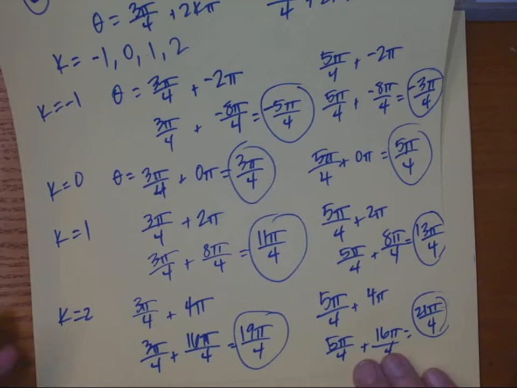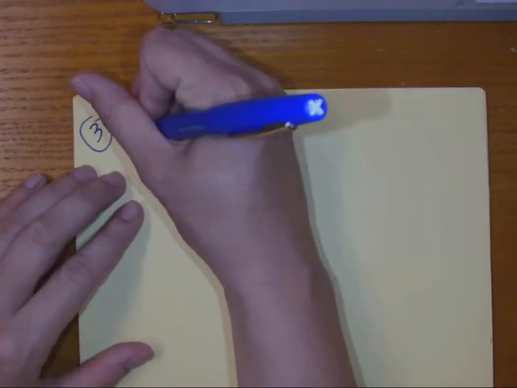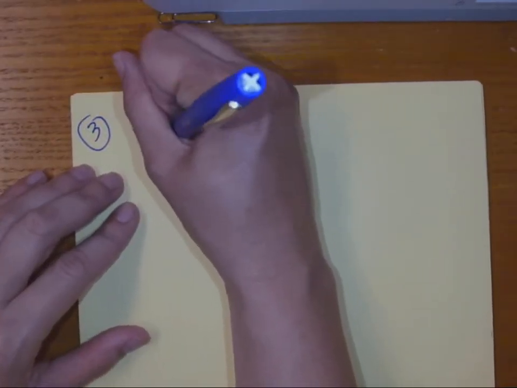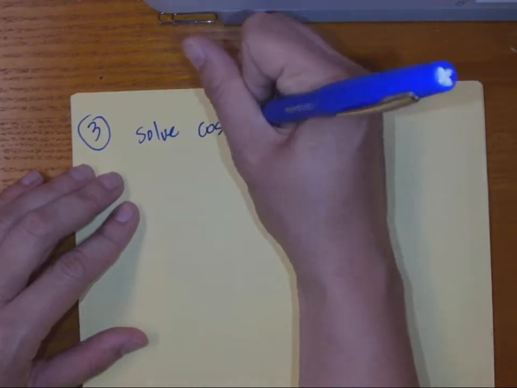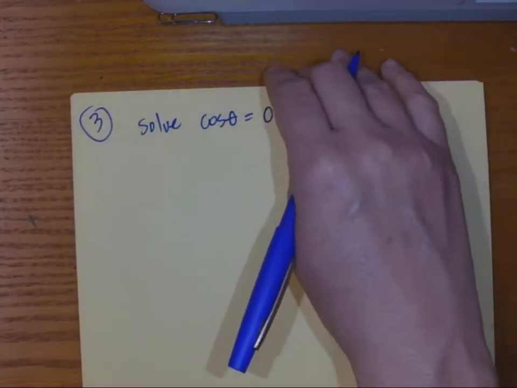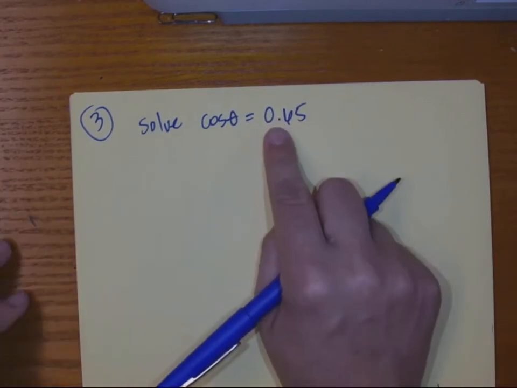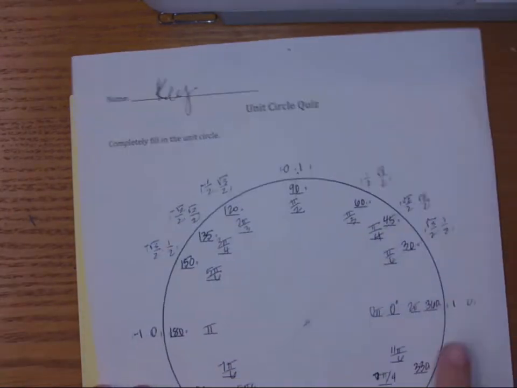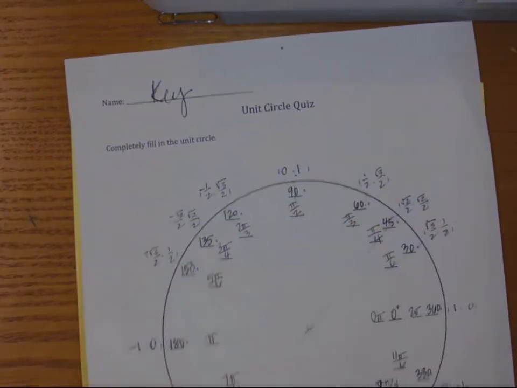Let's do one that's not on the unit circle. So for example, if I had the problem, solve cosine of theta equals 0.65. Okay, so I don't have this on my unit circle. I don't have anywhere that 0.65 is an ordered pair.